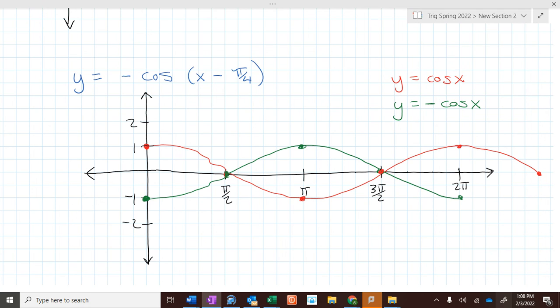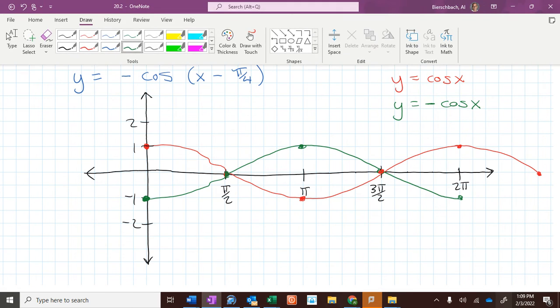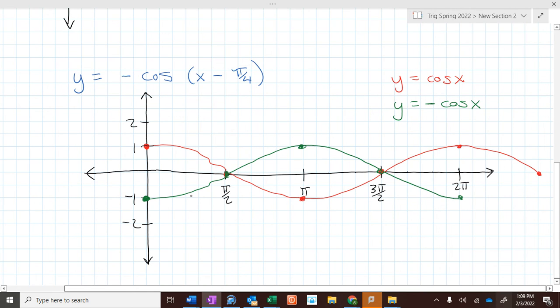Okay, minus pi over 4 moves it left or right? Moves it right, pi over 4. Now, how many squares on my graph is pi over 4? Why is it 3? Because pi over 4 is 1/4 of pi, right? And if I went 12 squares to get to pi, 1/4 of 12 is 3. So I'm moving 3 squares, 1, 2, 3, to the right. So from the green, every point moves 3 squares to the right.